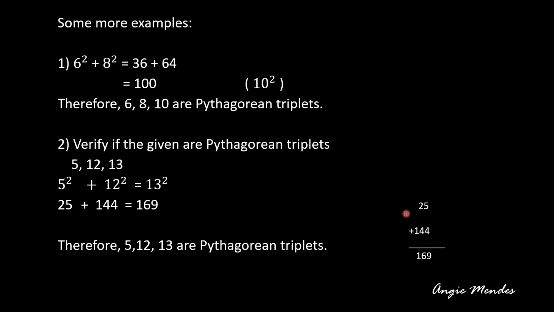So if on addition of 25 and 144 you get 169, then that means this is a Pythagorean triplet because it is satisfying the condition 5 square plus 12 square is equal to 13 square. So 5, 12 and 13 are Pythagorean triplets.